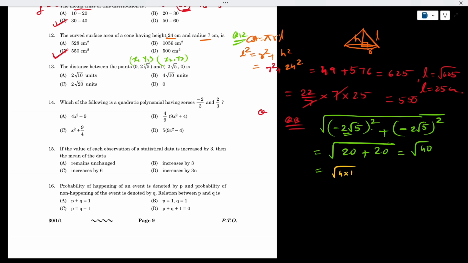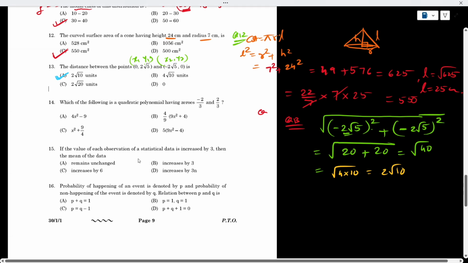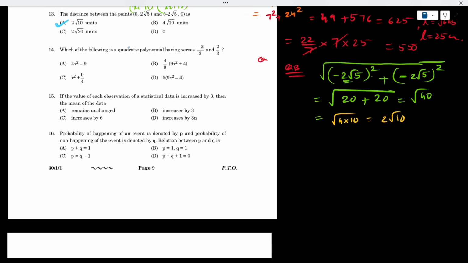Here 4 times 10, which is 2 root 10 units. That means your right option is going to be option number A. Now let us go for the next question. Again, it's a quadratic polynomial based question, polynomial chapter, where the zeros are given and you need to frame the quadratic polynomial. How do we do it here?